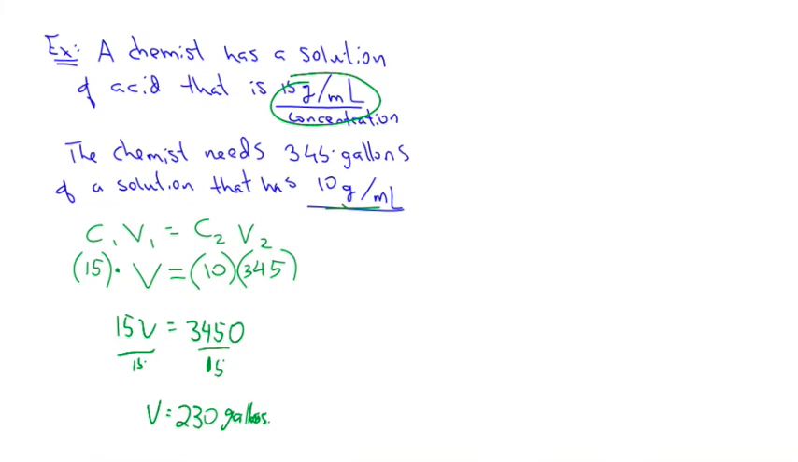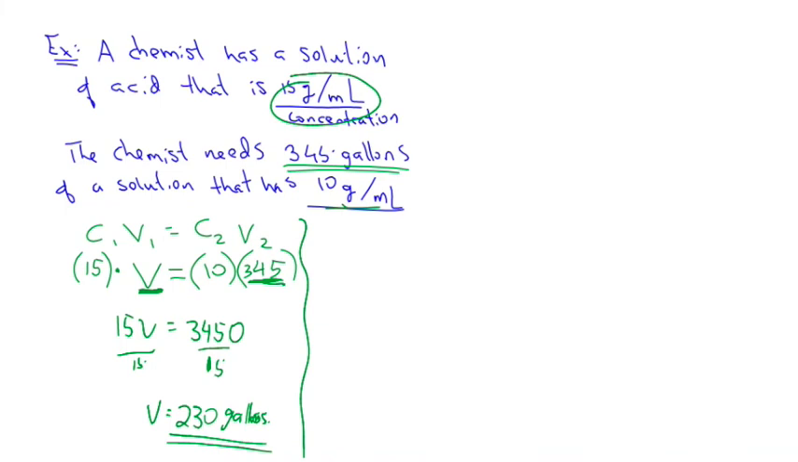The first number, C1, is measured in milligrams per milliliter. V is measured in gallons, because once this is fixed as gallons, you can't change that. All right, so then the question becomes, how do I go from 230 gallons of the first solution to 345 gallons of the second solution?